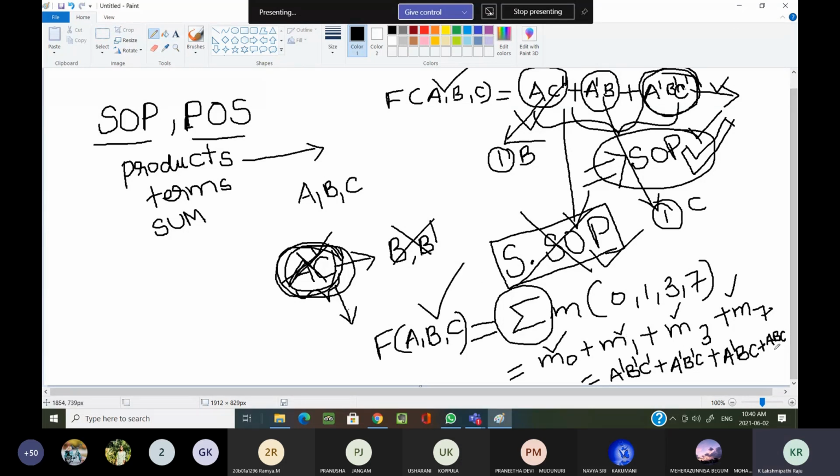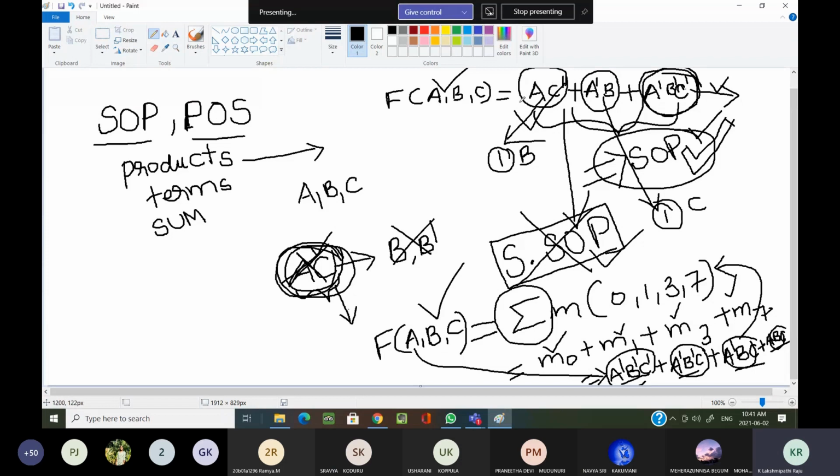In this expression, every product term contains all the literals that are there in the given function or not. Yes, sir. If your expression is in this format, then only you can write this shortcut notation, the shortcut SOP notation.